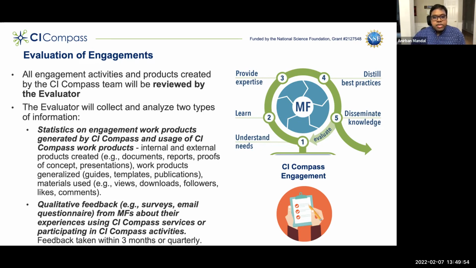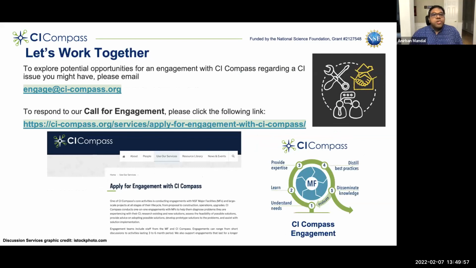So that takes me to this very important slide, the most important one. Let's work together. Please send us an email at engage@cicampus.org if you want to explore potential opportunities for engagement with us with any CI issue. There is a call for engagement that's open right now, and I think it closes in mid-March. So you can go to this link and apply for engagement with us if you already have a CI issue that's identified, but you're always welcome to talk to us, to engage with us. Send us an email at engage@cicampus.org.